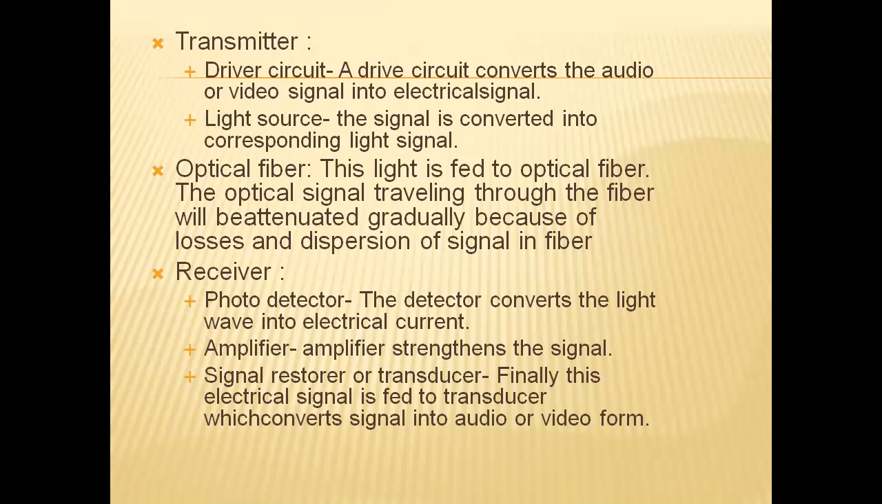At the receiver end, first a photodetector detects the light radiations coming from the optical fiber cable. Those are fed to an amplifier, which strengthens the signal. Those amplified signals are given to a signal restorer or a transducer, which finally converts the light signals into electrical signals, and then the electrical signals into audio or video signals.